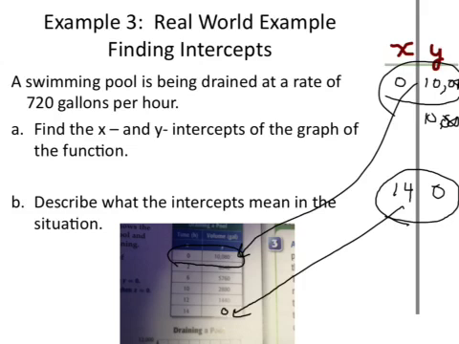And hopefully you recognize the fact that when x is 0, at the beginning of this process, when no time has elapsed, we have 10,080 gallons of water in this particular pool. You should recognize that as the amount of water in the pool at the beginning of the process. And then the 14.0 refers to the fact that after 14 hours, the pool is completely emptied. So that's what example 3 wanted us to recognize and look at.